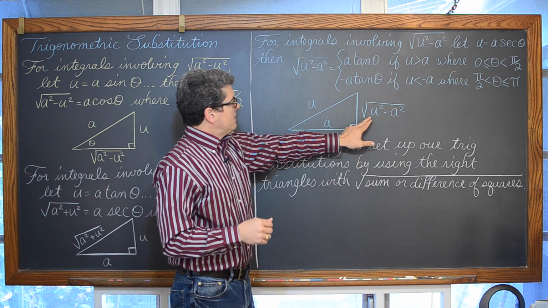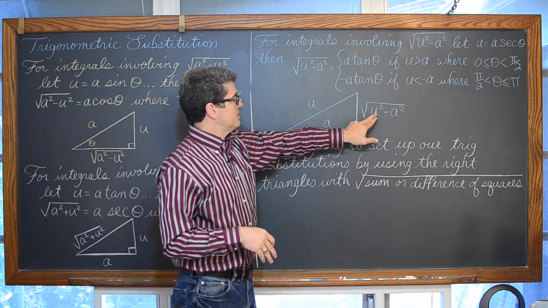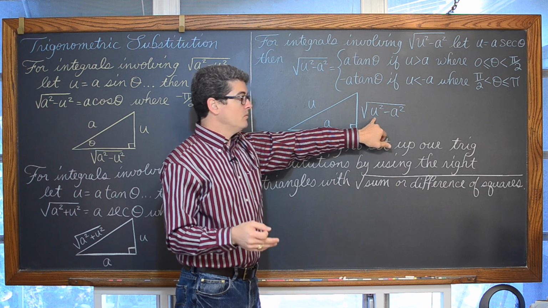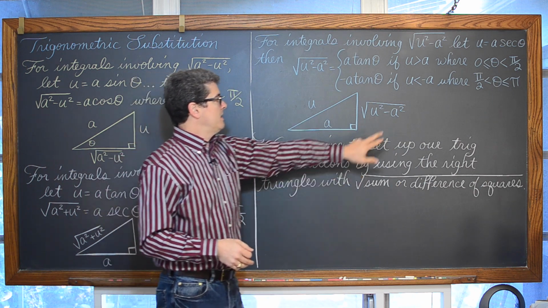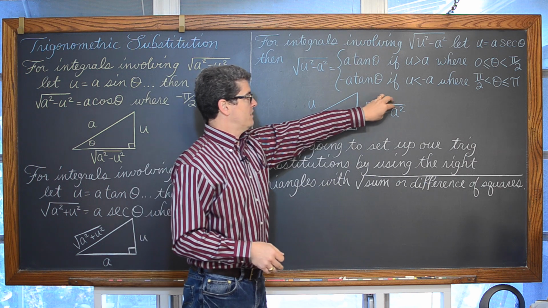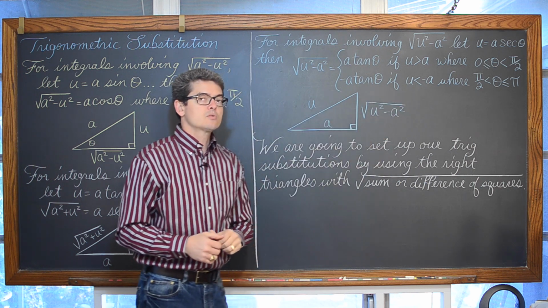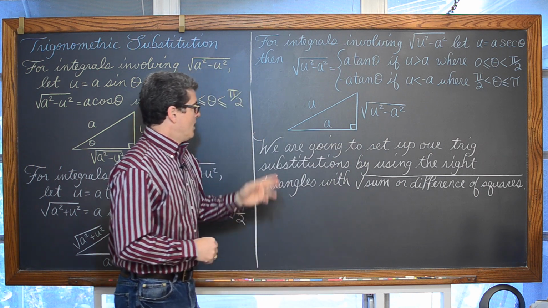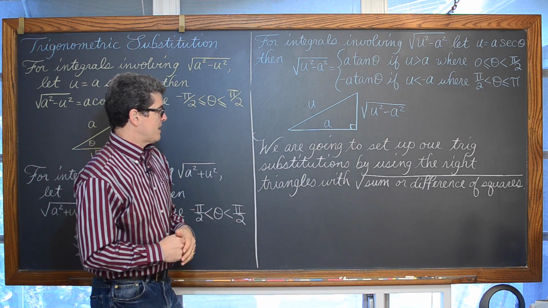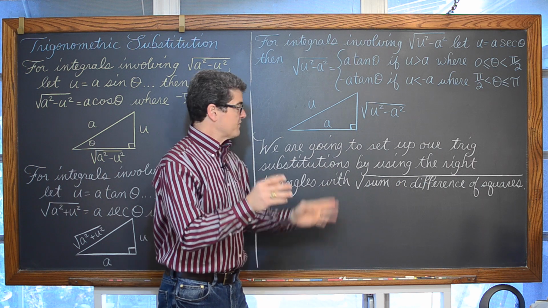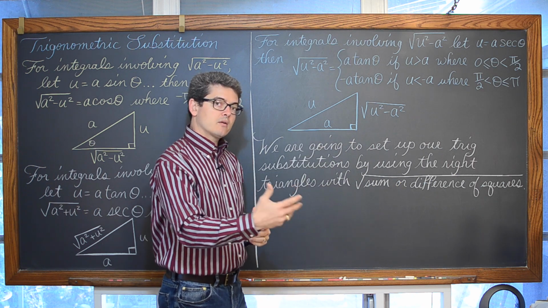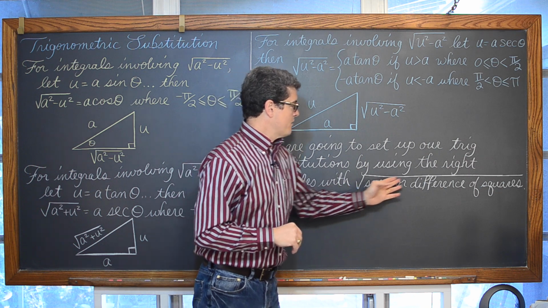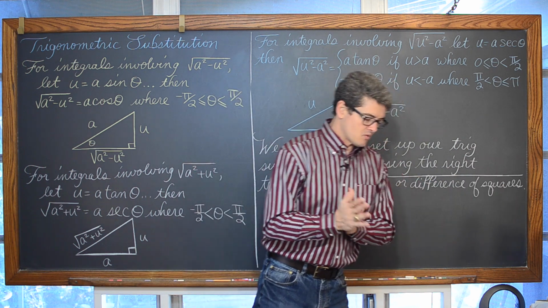If we have the expression of the square root of u squared minus a squared, then this variable expression of u is going to represent our hypotenuse, and then a is going to be one of the legs, and therefore this square root of u squared minus a squared is going to represent the other leg of this right triangle. We're going to be setting up our trig substitution by using the right triangles, these reference triangles, again, like we saw in pre-calculus and trigonometry, where it was against the x-axis, when we see a square root of a sum or difference of squares.